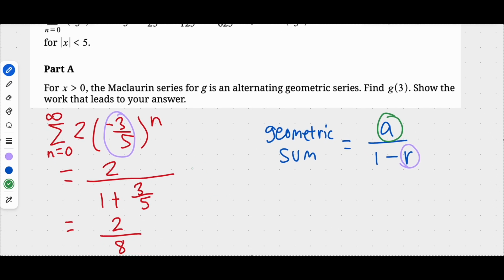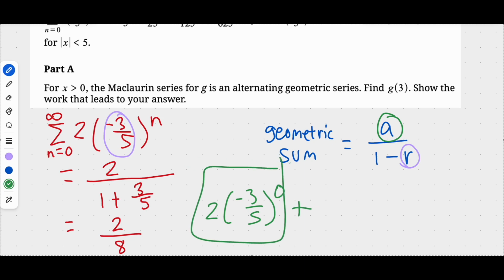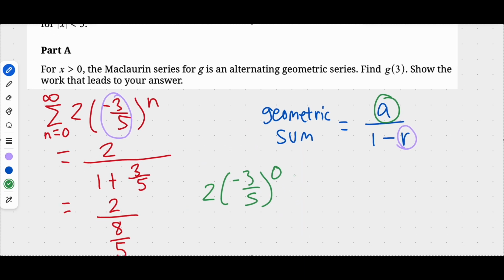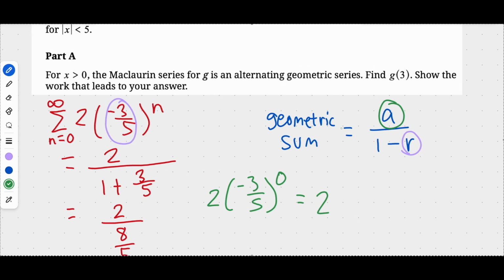So what you can do is write out the series. The first term is actually the 0th term, because it starts at n equals 0. So replace n with 0. And then you don't have to write out any more terms because this is the only term we care about. This term equals 2. It's just 2.